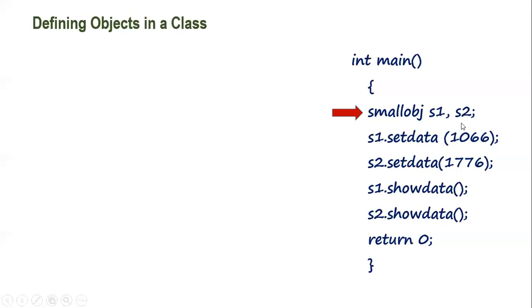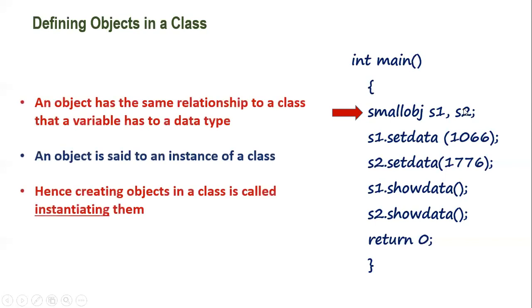First we have to assign the name of a class, and then after the name of the class, you define two objects. Here I use the instruction small obj, which was the name of the class, and then the names of the two objects, S1 and S2. So I can say that S1 and S2 are two objects of the class small obj.